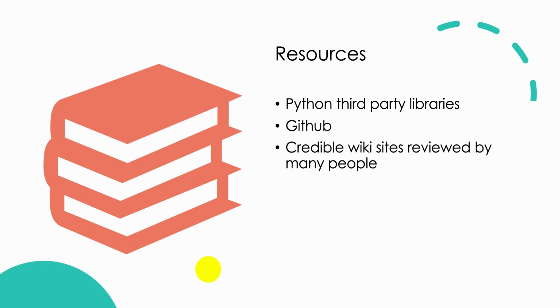We can also use GitHub to find different pieces of code. And we can also use credible wiki sites because they are reviewed by many people. Wikipedia also has some pretty good code in it because it is used by a lot of people, so if it has some sort of mistake in it, then it would have been fixed already.